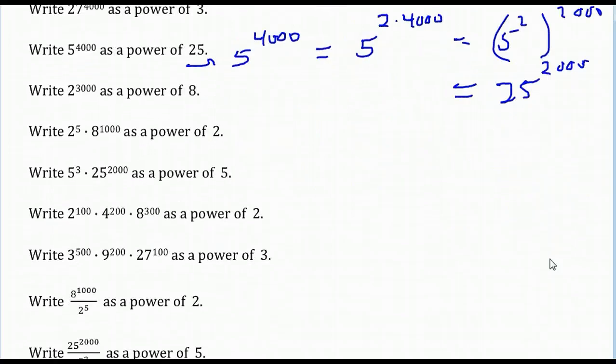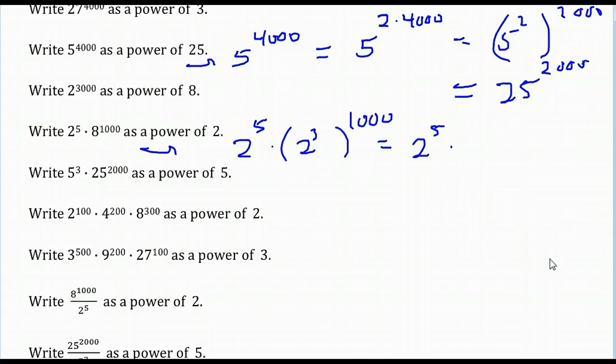Okay, moving down a little bit, we want to write 2 to the 5th times 8 to the 1,000th as a power of 2. You already have 2 to the 5th as a power of 2. The idea is to write the 8 to the 1,000th as a power of 2. We can do that because 8 is 2 cubed. Now multiply the exponents to get 3,000 there. And now we got the same base. We're multiplying, so we're going to add our exponents to get 3,005.